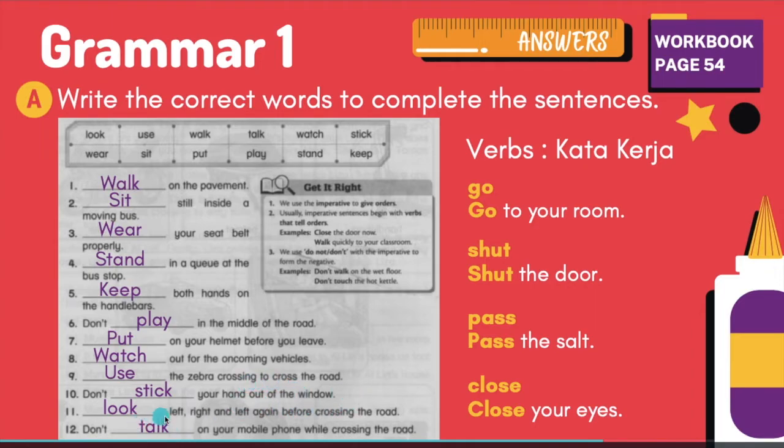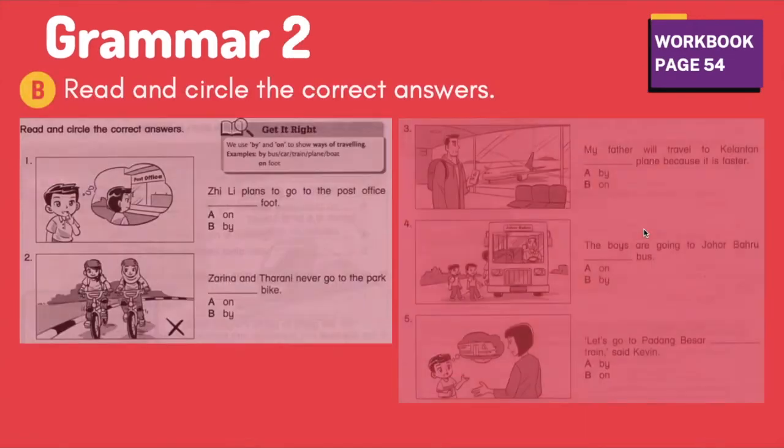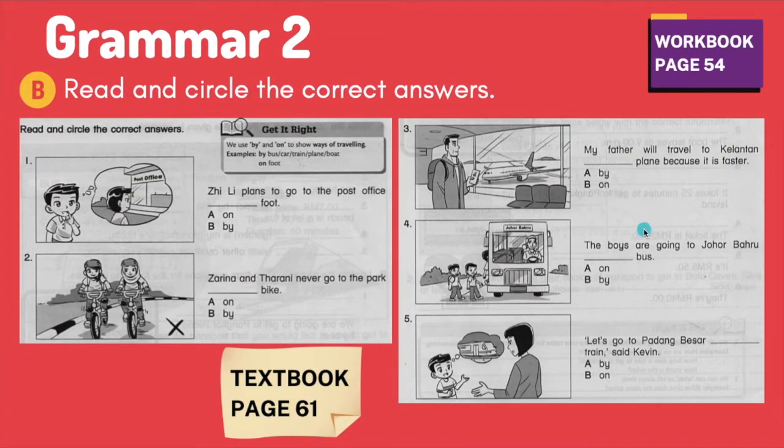Number 11. Look left, right, and left again before crossing the road. Number 12. Don't talk on your mobile phone while crossing the road. Okay? You can pause this minute to allow you to look at the answers and please practice the reading on your own. Let's look at Grammar 2.